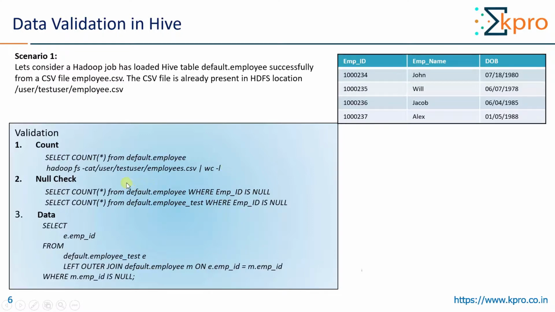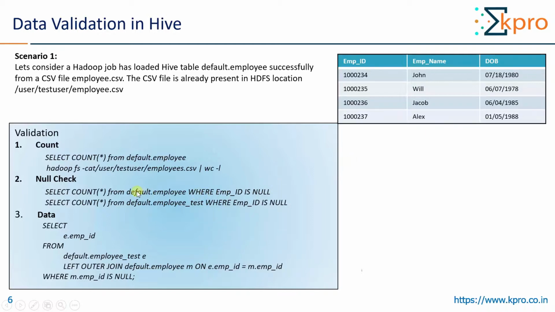In order to check whether any column has a null value, we need to run a query like this: select count(*) from default.employee where employeeID is null. In this case, if there is any null value in this column, it will be returned. Similarly, we can extend this query to other columns.